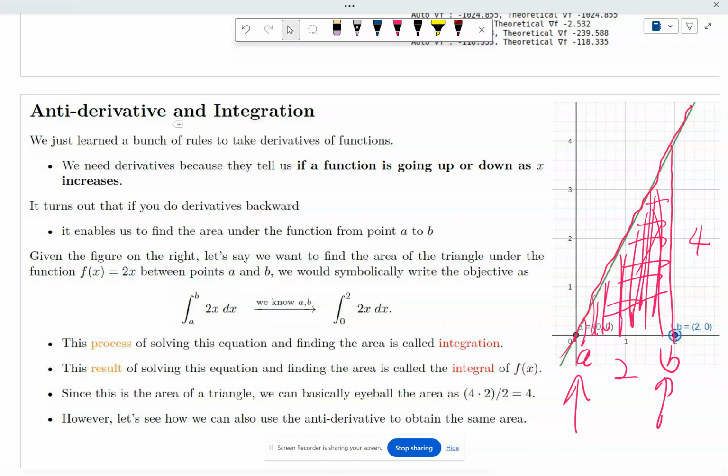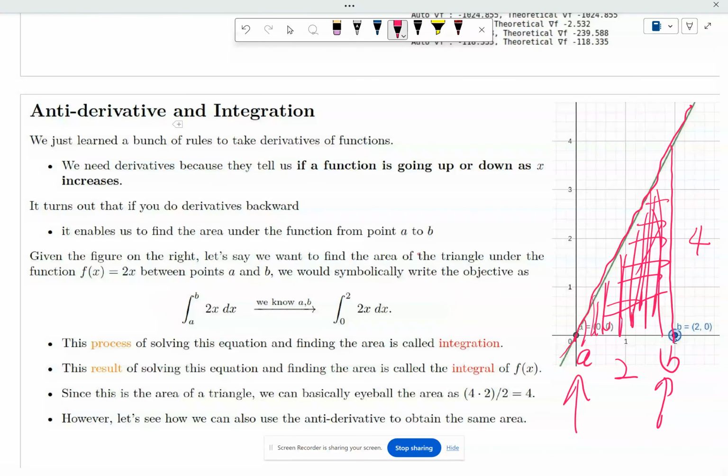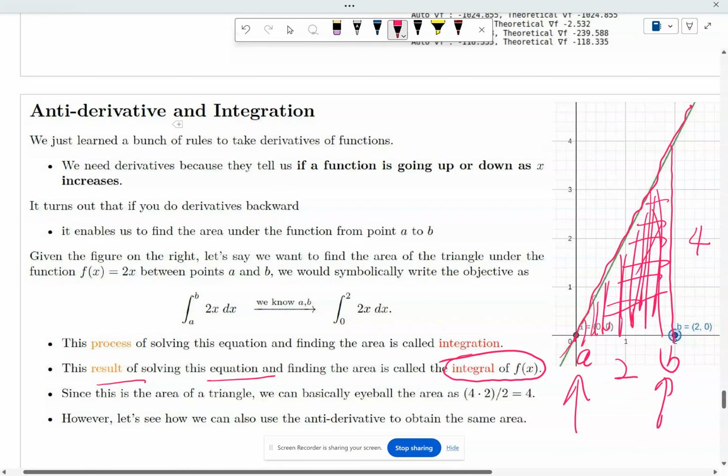Over here, A is 0 and B is 2. So that's what we're trying to find. This process of solving the area under the curve is called integration. And the result of solving this equation and finding the area is that we're finding the integral. Since we know this is a triangle, we know the answer is 4. But let's see if we can reproduce this using calculus.